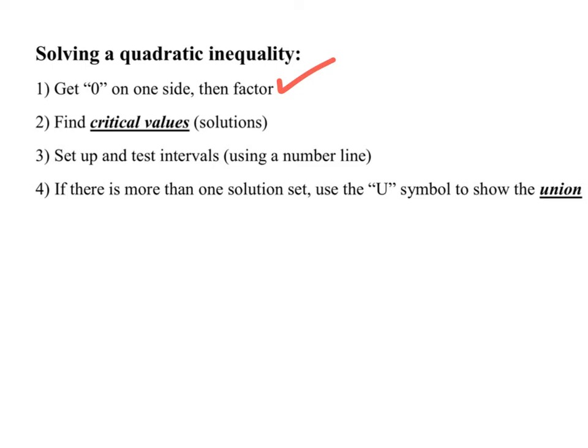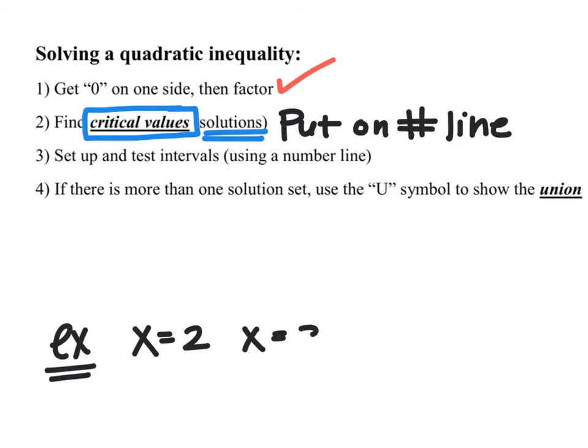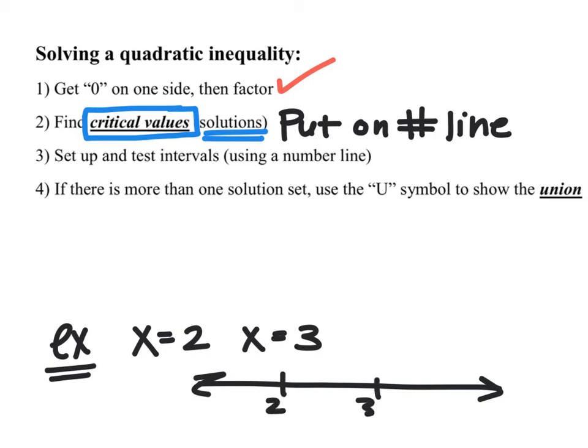The second step is to find what we call critical values. These are solutions, so we're going to treat the inequality like an equation for a second. We're going to get our critical values, and then we're going to put these on a number line. So let's say for example we got the answers x equals 2 and x equals 3. You make a nice pretty number line. These are your critical values, 2 and 3.